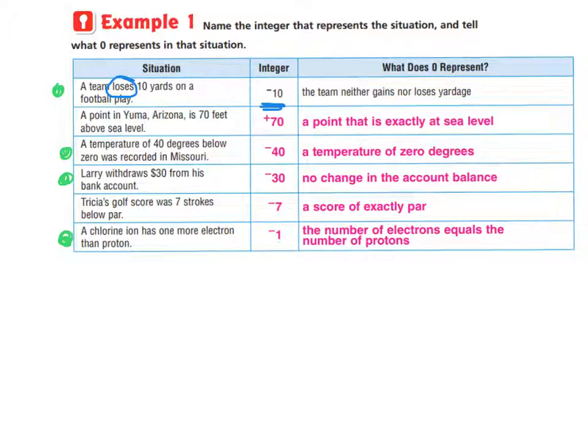That's what the integer would be represented by. Now, what would 0 be here? What does 0 represent? If the team neither gained nor lost any yardage. Let me show you another one.